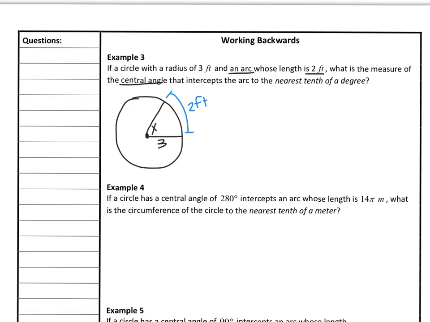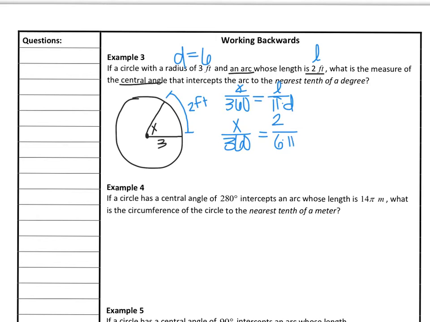Okay, so we have been given L. We have our radius, which means that our diameter is 3 times 2 is 6. And then we can plug in to find our angle. So I'm going to start off with the formula. Angle over 360 equals length over pi times d. All right, so we're finding the angle. So x over 360 equals our arc length is 2 over our diameter is 6 times pi.